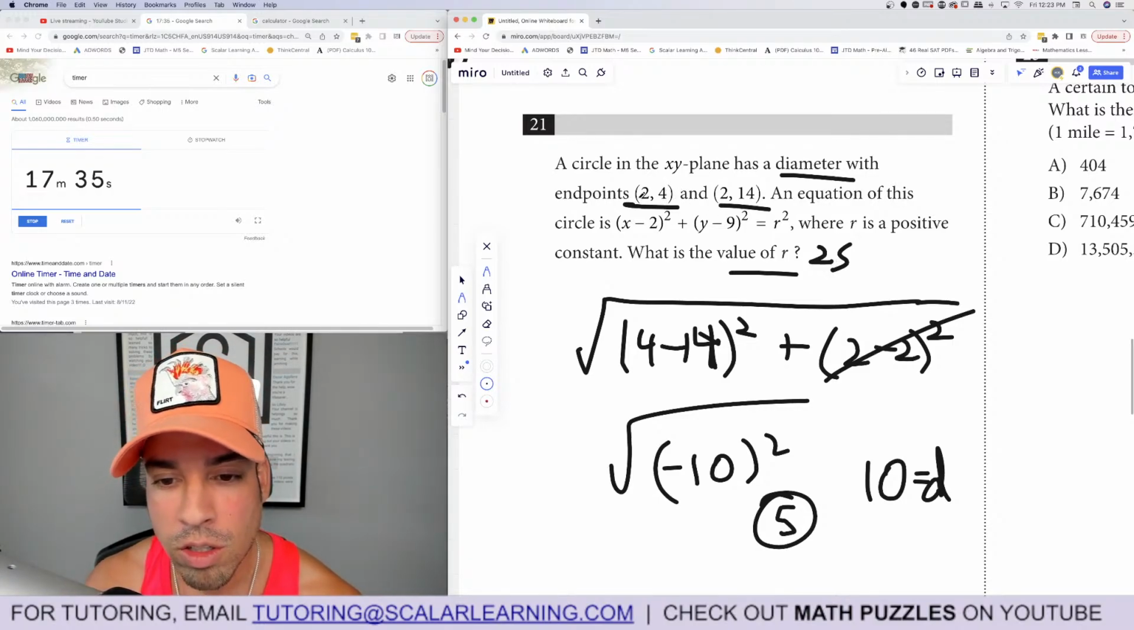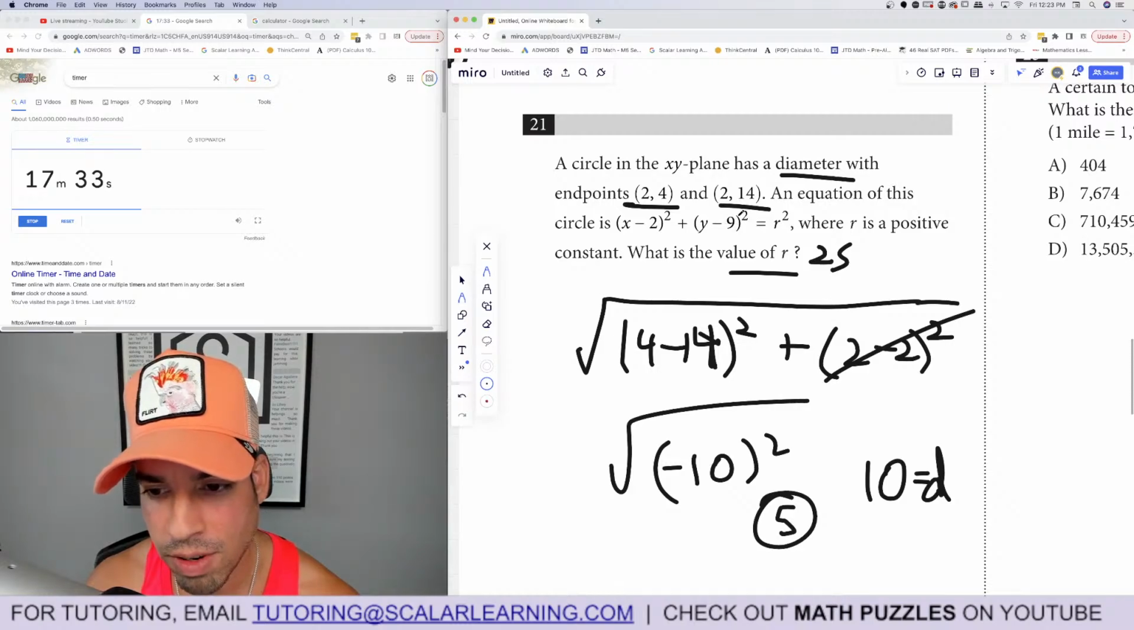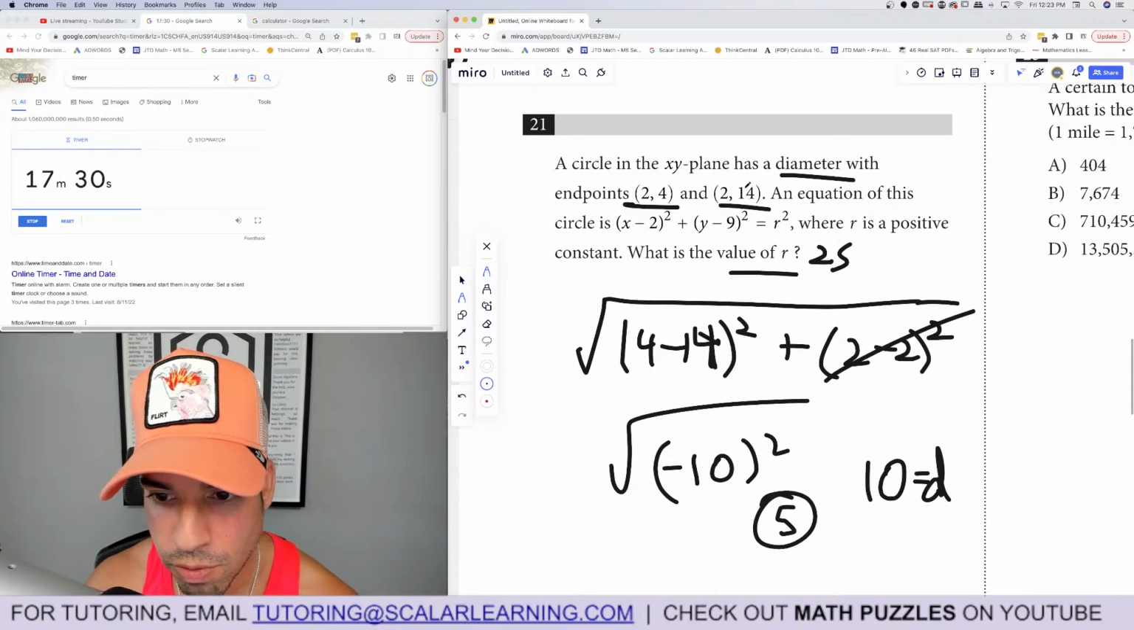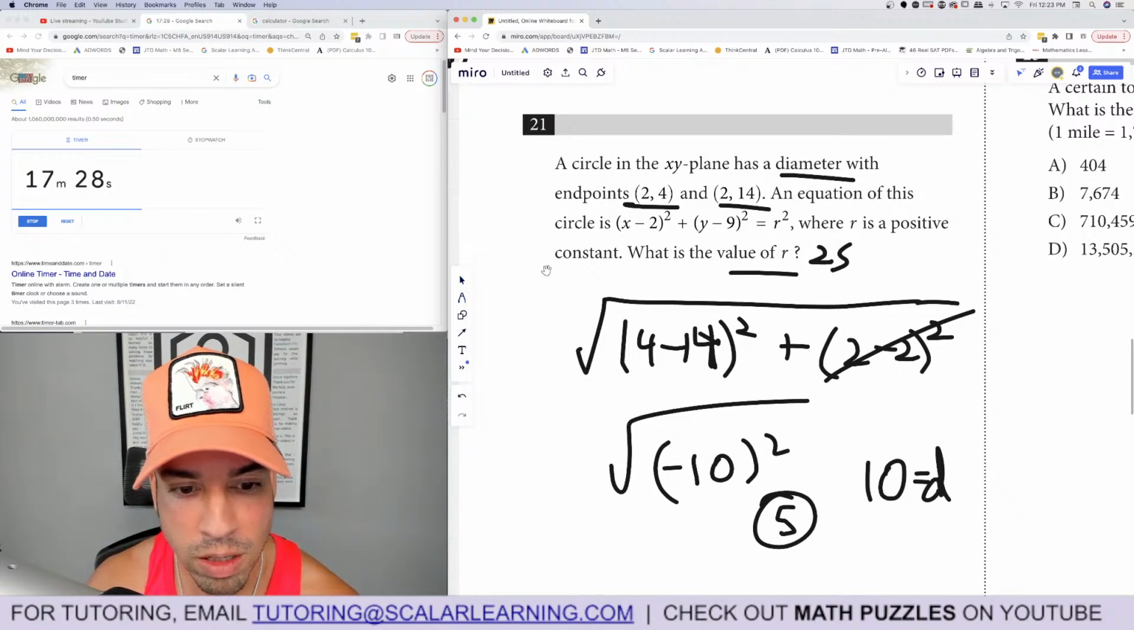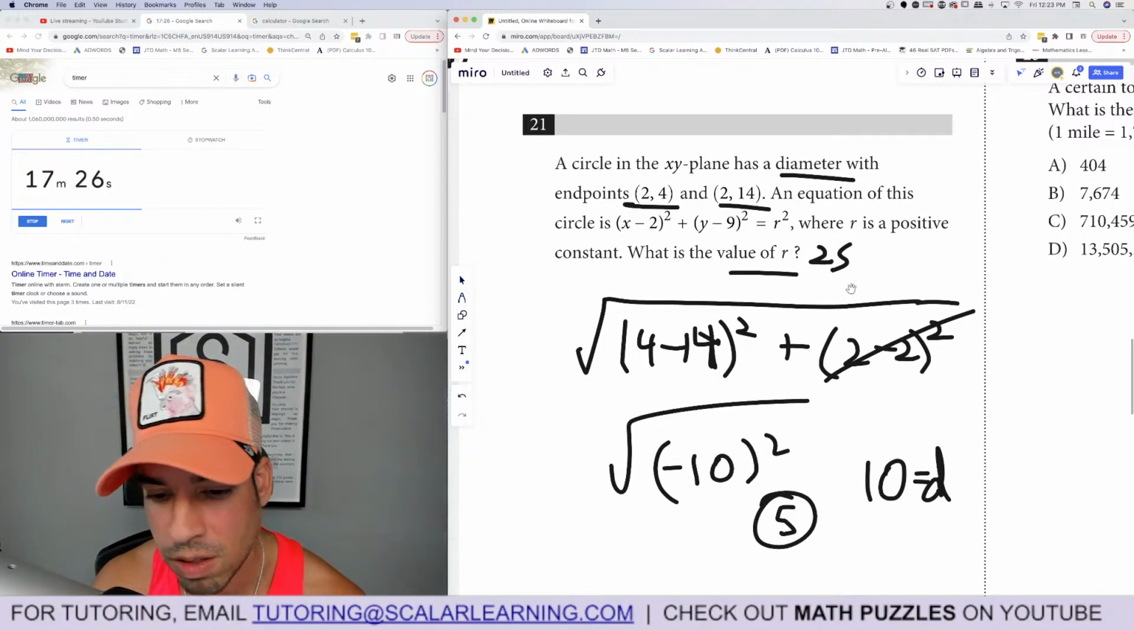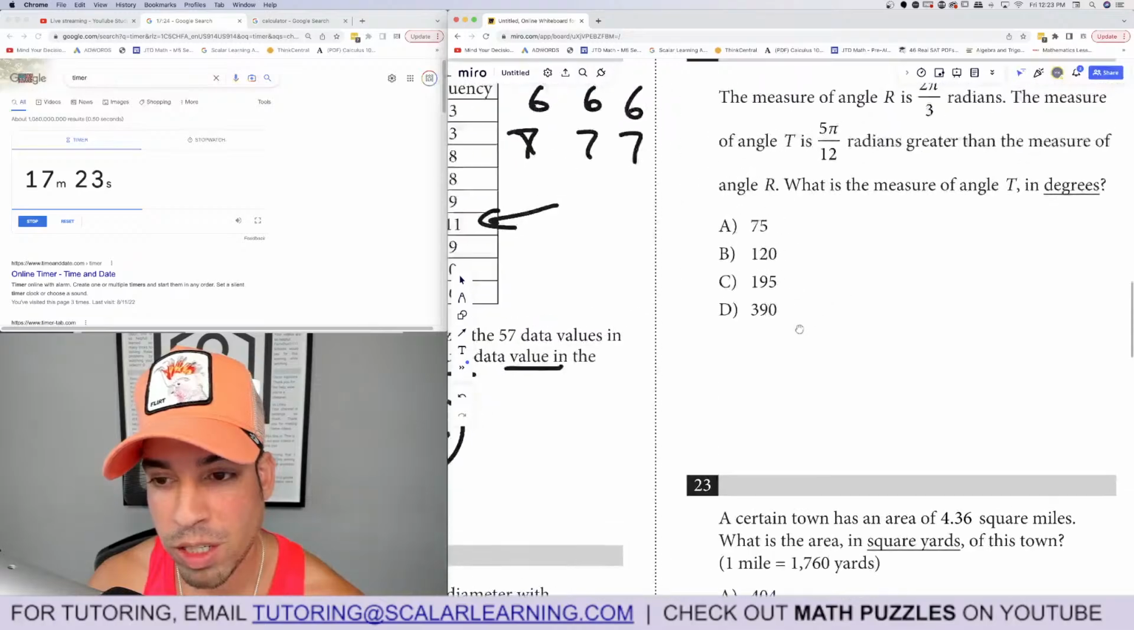Let's test it. So 2 minus 2 is 0. 4 minus 9 is negative 5, squared is 25. That works. This one, 2 minus 2 is 0. 14 minus 9 is 5, squared is 25. Boom, done. Oh, could have done it that way too. I didn't even think about it. All right, 20. We could have just plugged in.